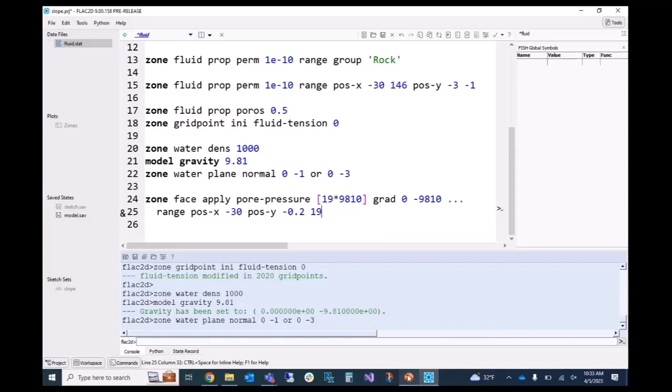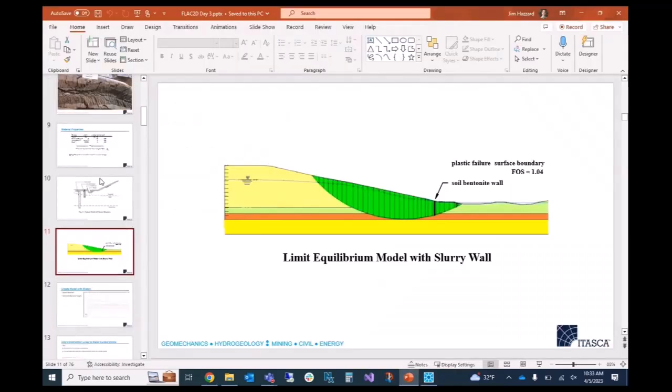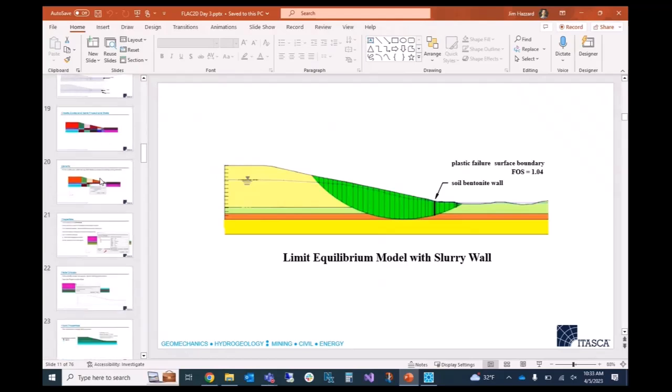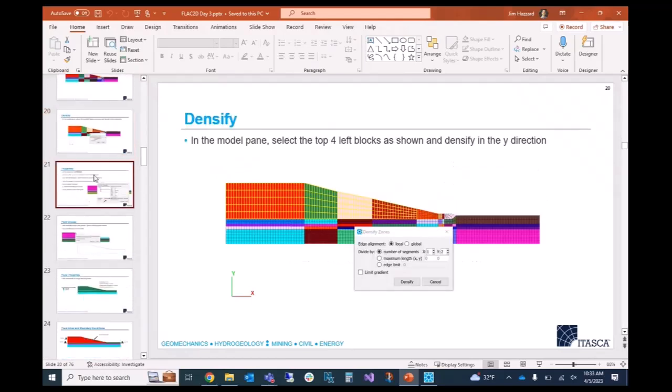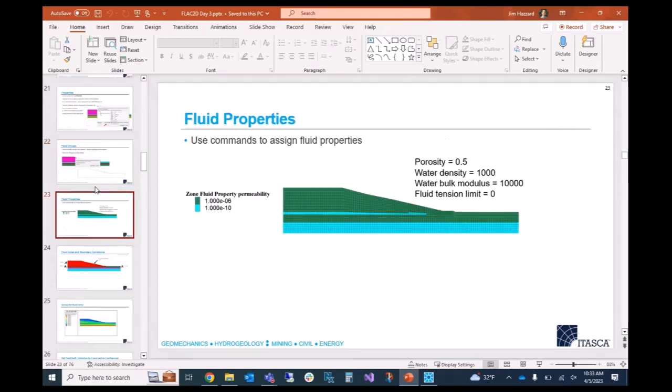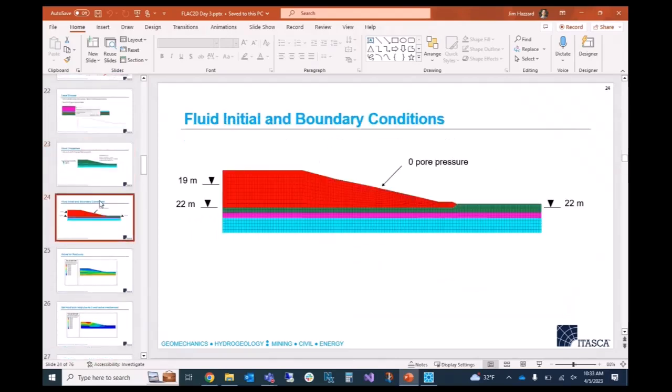So let's see if I have a slide about this. Maybe I have a slide that describes what the heck I'm talking about here, because this is probably the most complicated part of this thing. Properties, phase groups, fluid properties, boundary conditions. Okay. So this is what it looks like, right? We've got this water table here, which we already specified. We just said put the water table here at minus 3. And we've got a second water table here, which is essentially 19 meters of head, if you prefer thinking about things like that.